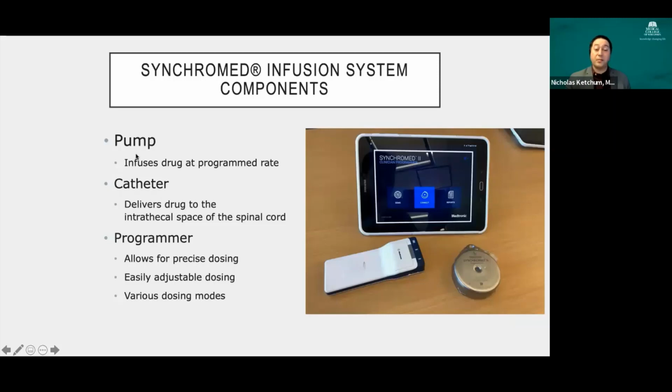The pump is able to infuse the drug at the programmed rate. The catheter delivers the medication directly to the intrathecal space around the spinal cord, and the programmer allows for very precise dosing, like I talked about before. This is easily adjustable and non-invasive, and there are various dosing modes to accommodate the unique lifestyles and functional abilities of our patients, giving them customized, very individualized therapy.